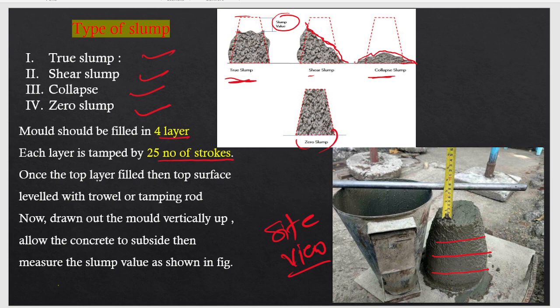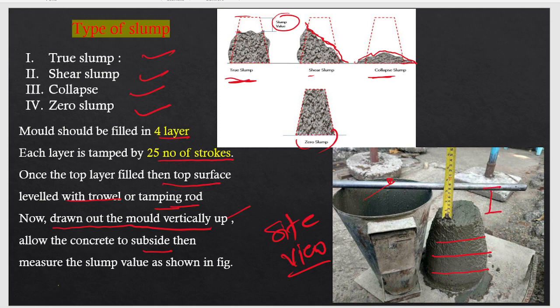Then once the top layer is filled, the top surface is leveled with the trowel or tamping rod by rolling on it. ये जैसे roll किया ना, ऐसे roll करके उसको हम level कर सकते हैं. उसके बाद now draw out the mold vertically up without disturbing the shape. मतलब हमें ऊपर उसको खींच लेना है. After that, allow the concrete to subside and then measure the slump. Now they have allowed it and are measuring the slump.